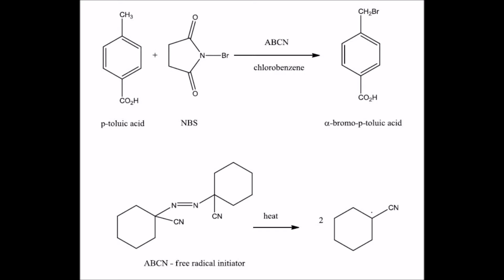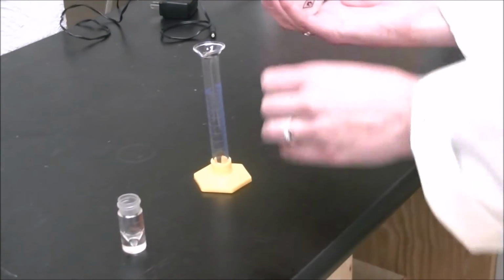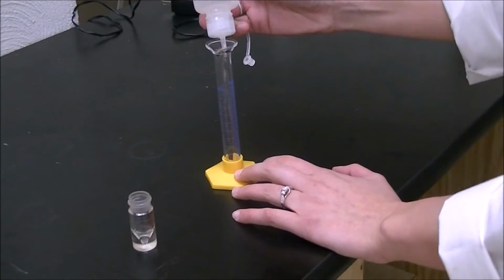The radical reaction is initiated by ABCN. The succinimide product is insoluble in chlorobenzene and can be separated. Add 1 milliliter of chlorobenzene to your 3 milliliter conical vial.